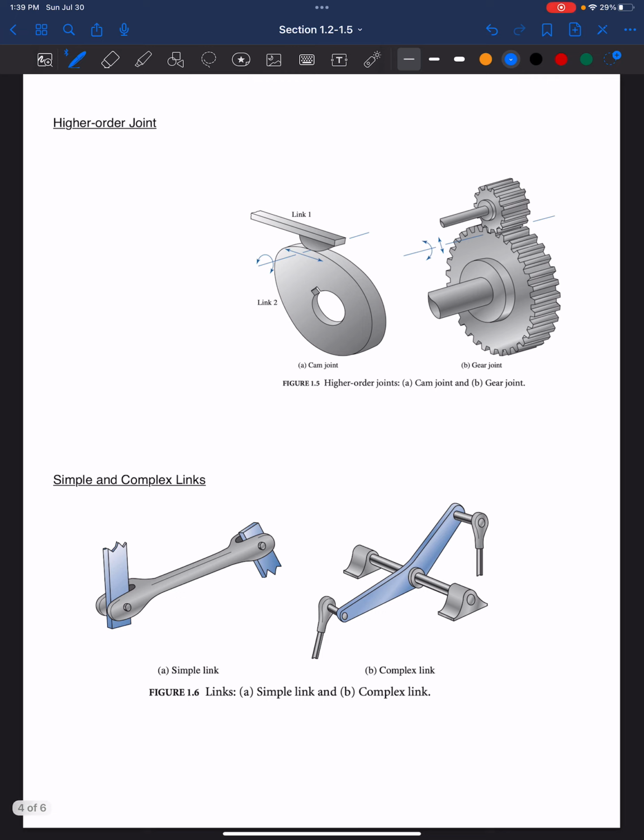Okay, so let's look at higher order joints. Higher order joints allow both rotation and sliding between the two links that they connect. So we can see an example of one, right? This cam joint here, we can see that this link is allowed to slide here, and this cam also rotates.